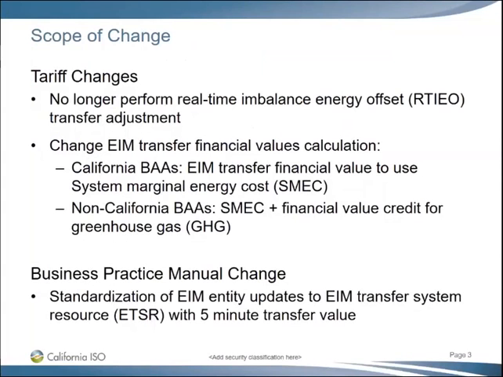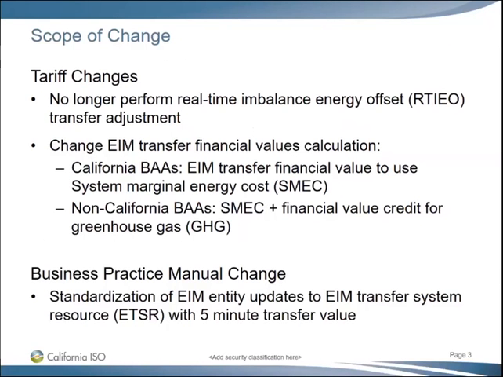The scope of change in this neutrality settlement initiative is modifying the calculation of the real-time imbalance energy offset to improve the accuracy of the offsets by the BAAs, as we mentioned on the last screen. The scope includes the end of the ISO performing the real-time imbalance energy offset, the RTIEO transfer adjustments, and the elimination of this step does require a tariff change. We submitted the tariff filing to FERC on July 30th of this year. Also, to determine the EIM transfer financial value with California BAAs, the SMEC is used, which is the system marginal energy cost. Between non-California BAAs, it will be the SMEC plus the GHG, which will always be a negative in the case that California is importing. We'll give you some examples a little bit later.